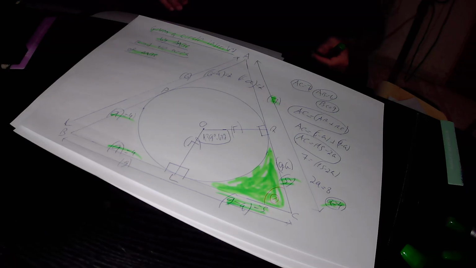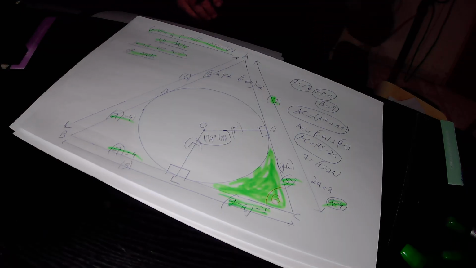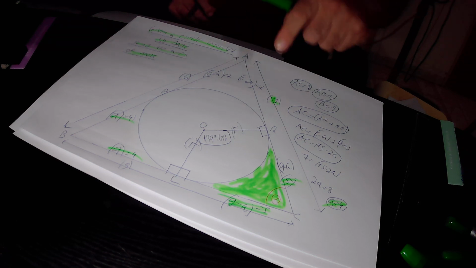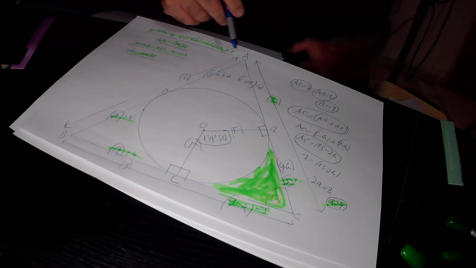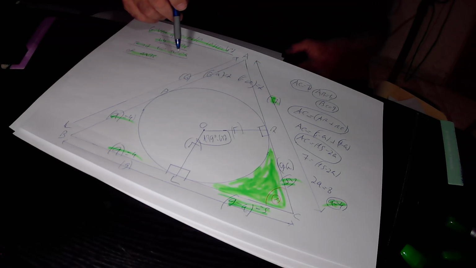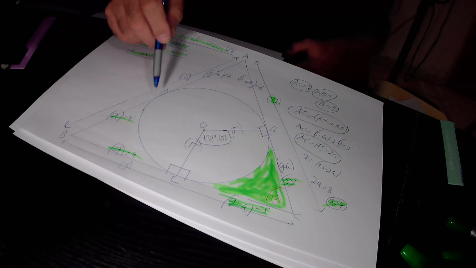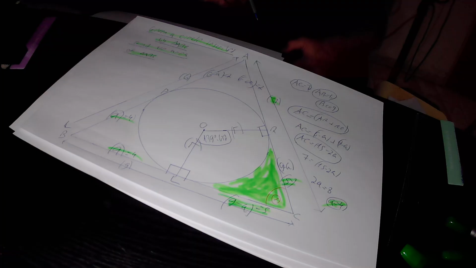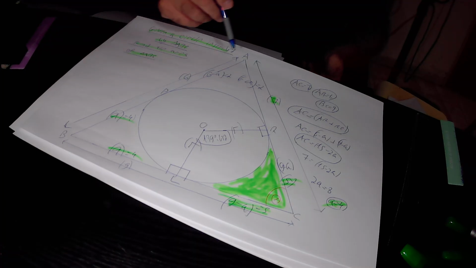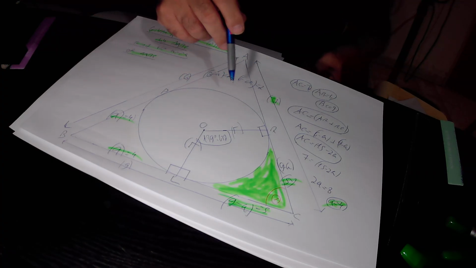Actually, for any triangle that blocks a circle, we have a special formula for the area of any triangle that closes a circle. So triangle ABC blocks this circle. Therefore, we can use the new formula for the area of this triangle ABC that blocks this circle.